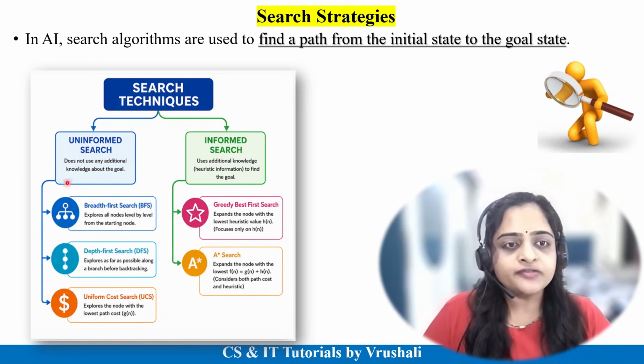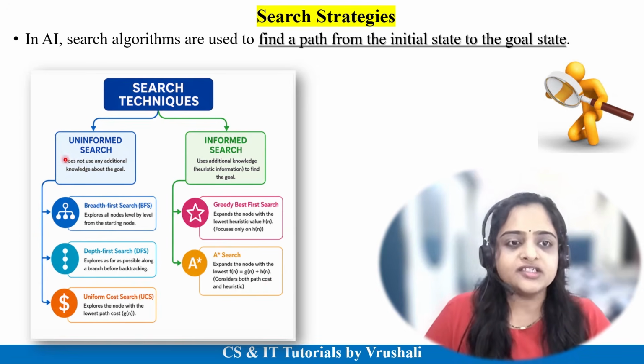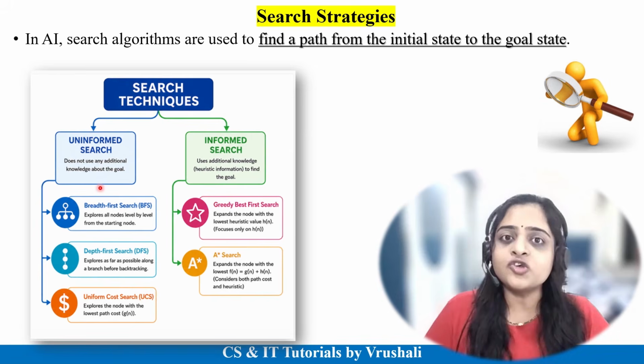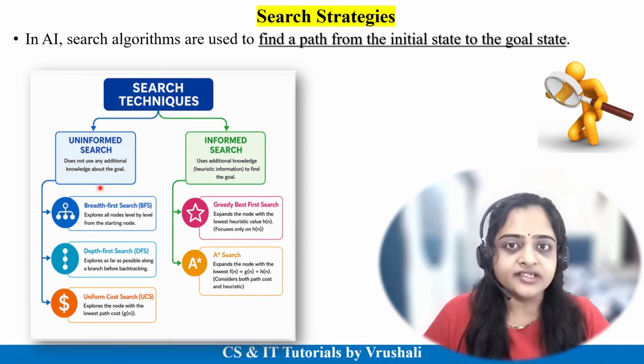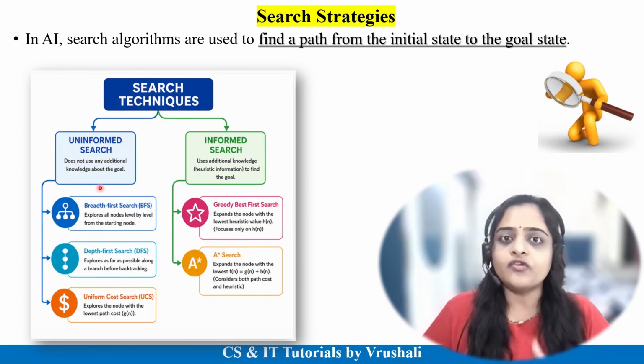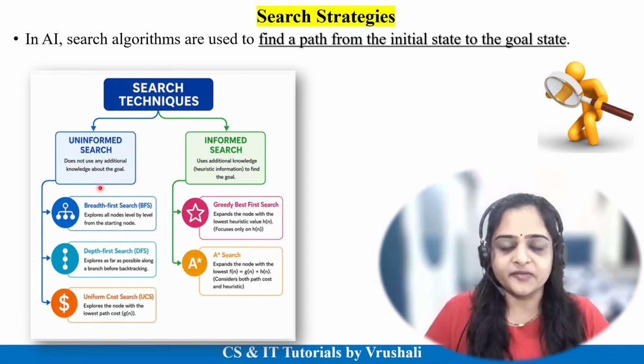On the opposite of that, there is uninformed search. Uninformed search means it does not use any additional knowledge, information or function to find the path from the initial state to the goal state. There are three types of algorithms: BFS, DFS and UCS. Now let's discuss BFS in detail in today's session.